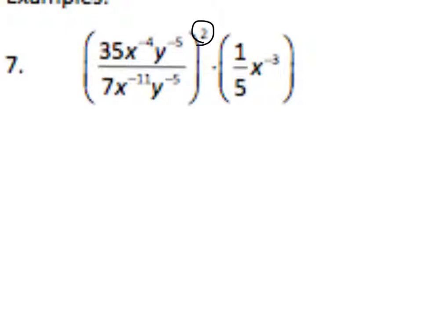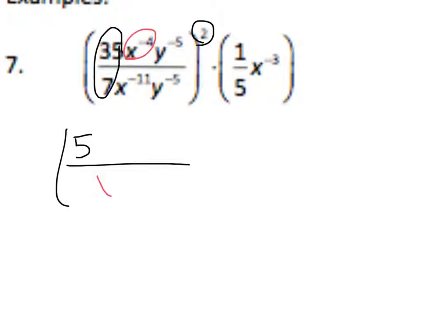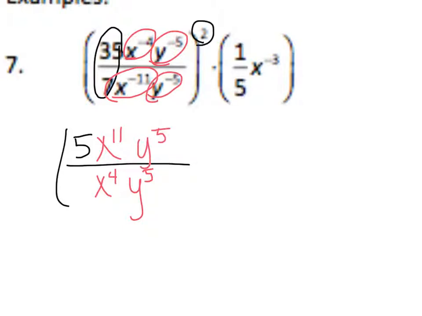So I'm going to, again, simplify anything I can. So 35 over 7 is 5. And now we're going to play should I stay or should I go. So x to the negative 4th, that's going to go. Because it's negative, it needs to become positive. Y to the negative 5th, that needs to go because it needs to become positive. X to the negative 11th, that was on the bottom, needs to go to the top to become positive. Same thing with the y to the negative 5th. And it's still to the second power. So I'm just going to work with this chunk first, then I'll get to the second part.